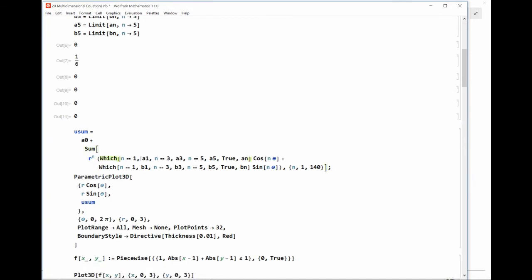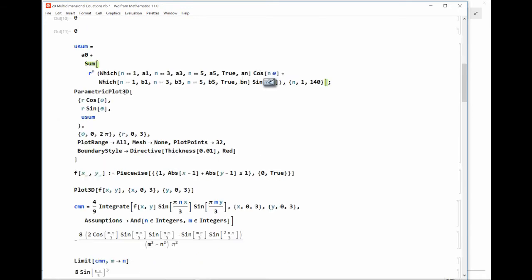When n is 1, I'm going to use the limit that I computed. N is 3 and n is 5 just as well. Otherwise, I'm going to use the function an multiplied with cosine. Then I'm going to plot the solution. The x-coordinate will be computed as r cosine theta, y-coordinate is going to be computed as r sine theta, and the z-coordinate is going to be computed as the summation.